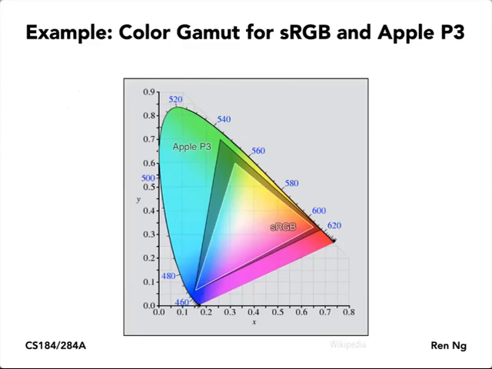Let me start with an example of what a gamut is. Okay, here are the color gamuts for two things: sRGB and Apple's P3. What are these exactly? These are color spaces that are commonly used for representing colors, for example, in certain file formats that are very common.